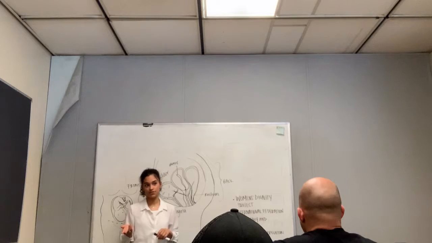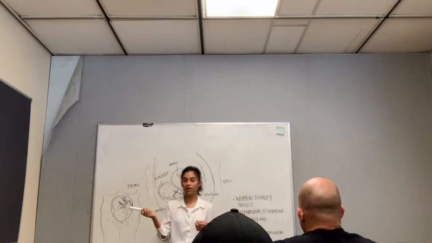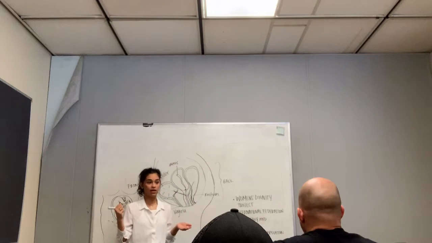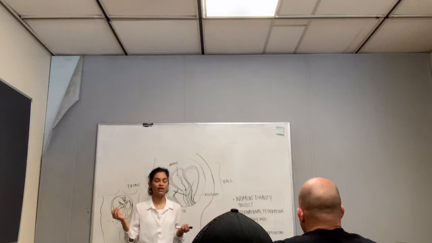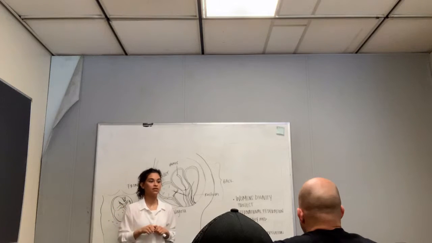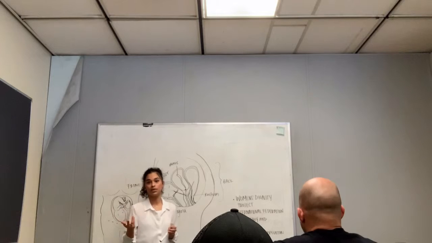Now, there are different types of fistulas. There can be a tear between the vagina and the bladder, causing a VVF, a vesicovaginal fistula, or there can be a tear between the rectum and the vagina, known as an RVF, a rectovaginal fistula. I've drawn a picture on the board to give you guys a better visual of where a fistula would be located or what it would look like.